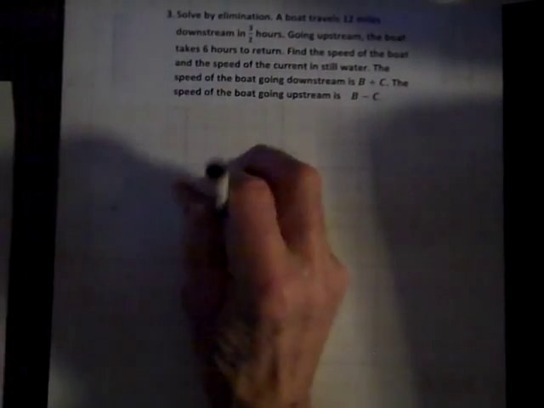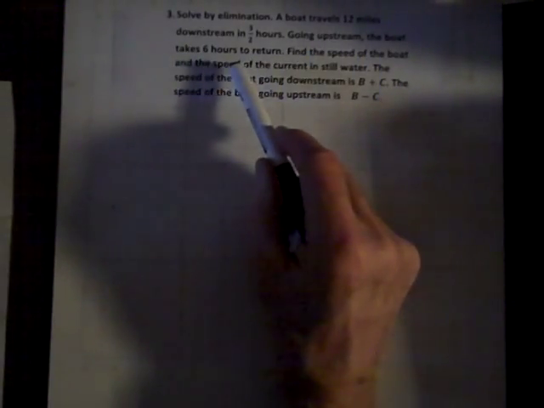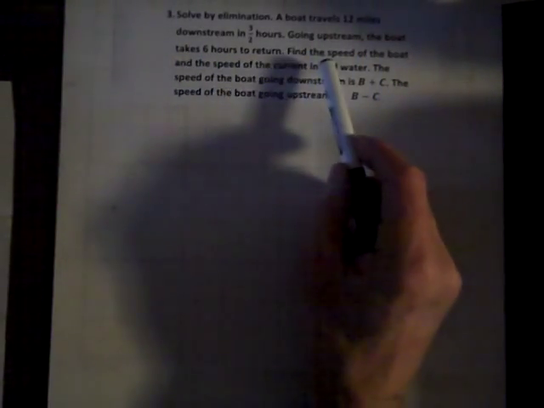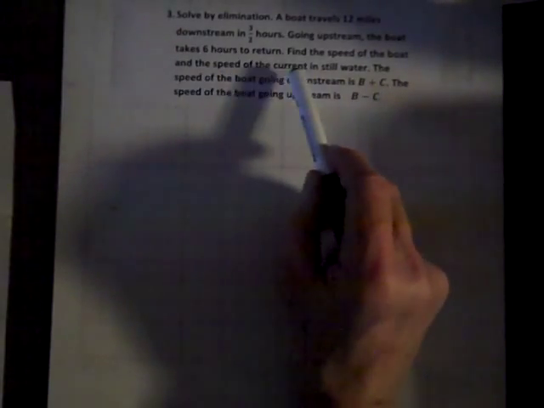Well, here we have a distance, rate, time problem. So we have to solve this by elimination. A boat travels 12 miles downstream in 3.5 hours. Going upstream, the boat takes 6 hours to return. Find the speed of the boat and the speed of the current in still water.